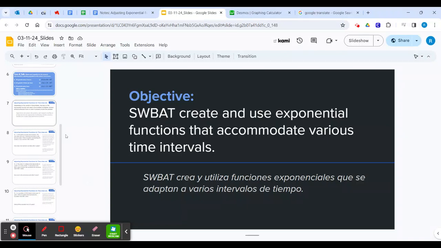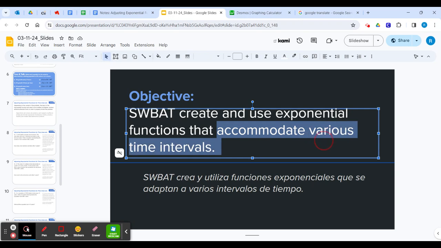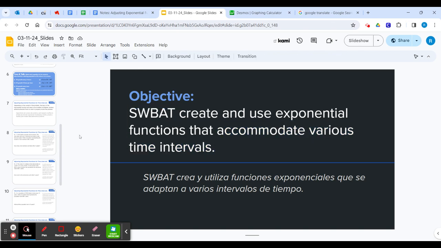All right, today our objective is to create and use exponential functions that accommodate various time intervals. We've been working with exponential functions the last few days. We are going to see some more complex scenarios where we need to make some adjustments to what we're doing. Let's just dive right into example problems.